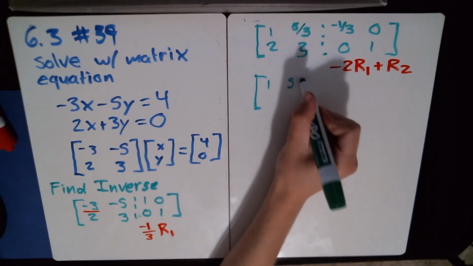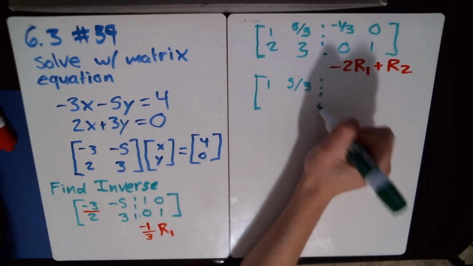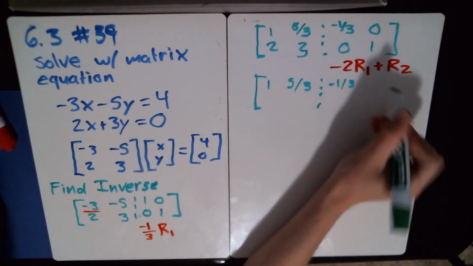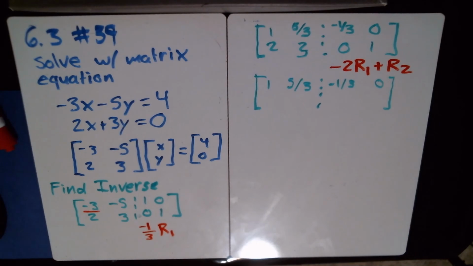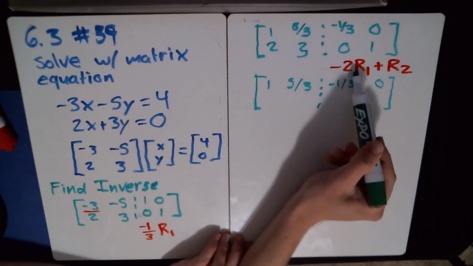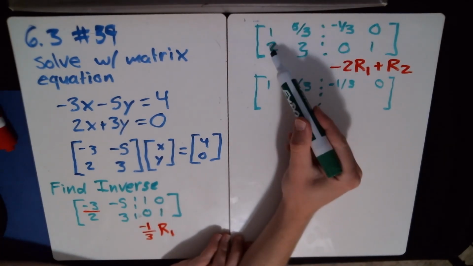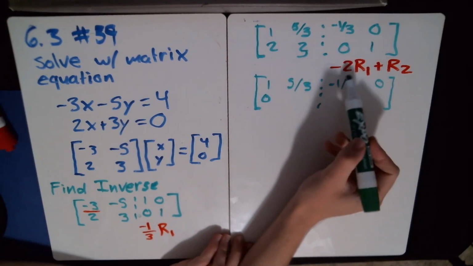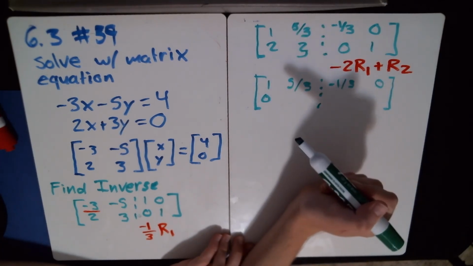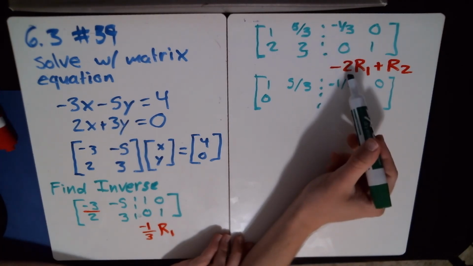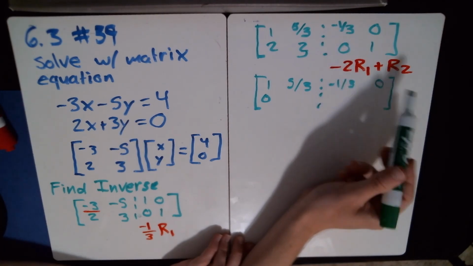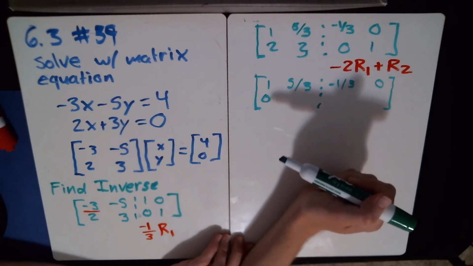1, 5/3, -1/3, 0. So 1 times negative 2 is negative 2, plus 2 is 0. Negative 2 times 5/3 is negative 10/3, right? So negative 10/3, and then we're going to plus 3.